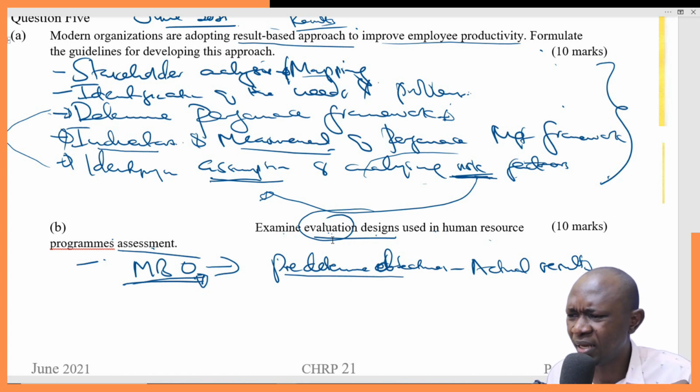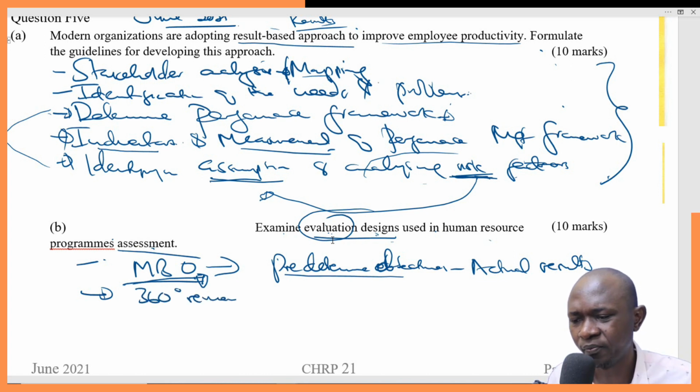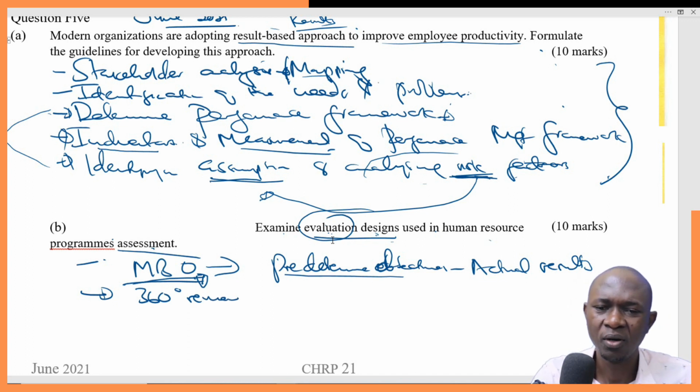So it's one of the evaluation designs used in human resource program assessment to see if the human resource program was successful or not. We can use MBO. Have we achieved our set objectives? If yes, perfect. If no, then we also have this 360-degree review. This is where we collect information from various stakeholders, actually all the stakeholders whom we engage with in the process of our job.